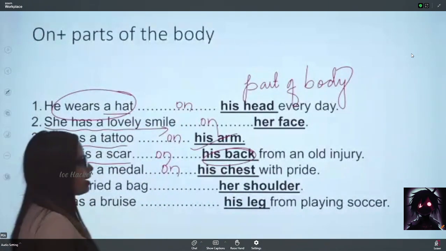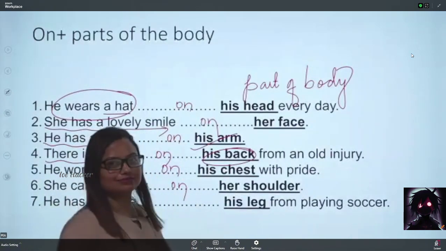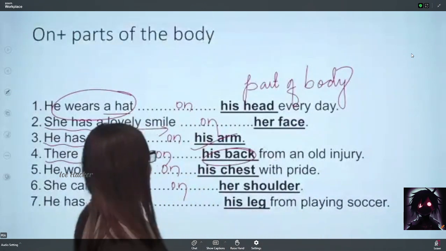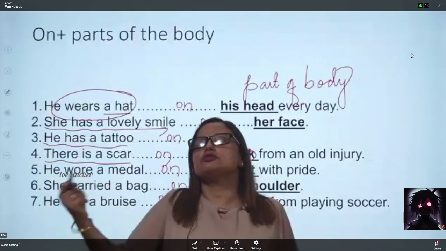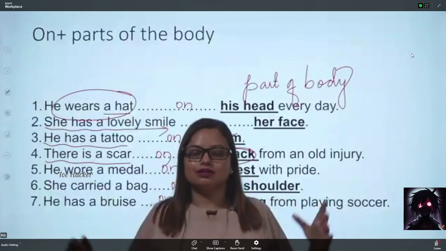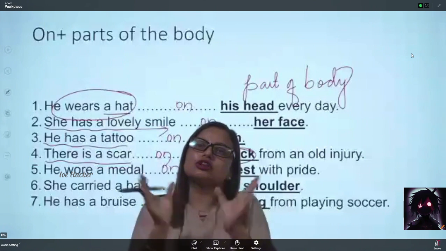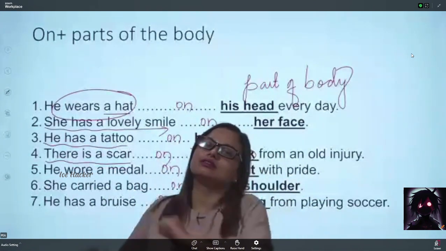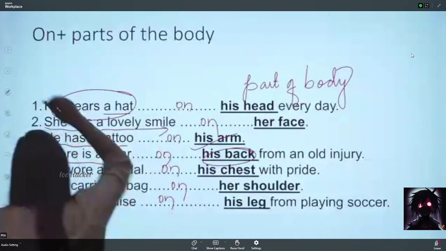She carried a bag. Where? On her shoulder. And he has a bruise. Where? On his leg. So there must be something in terms of parts of body. There must be a fusion of two more things, a fusion of your parts of body with something. So let's go to another.